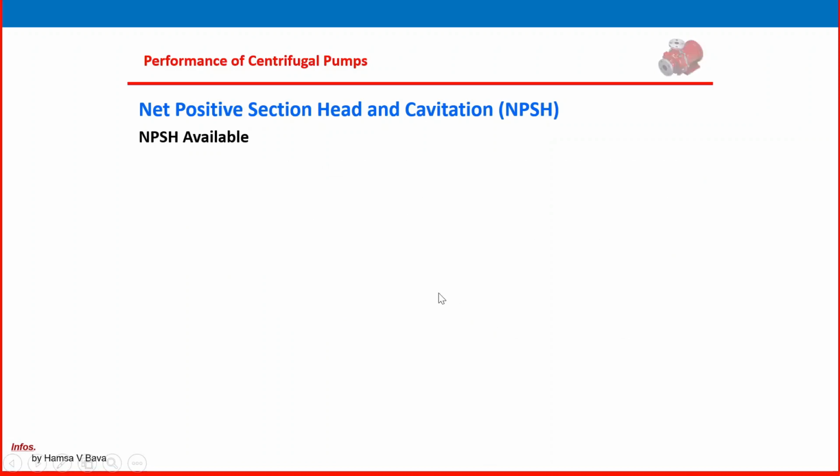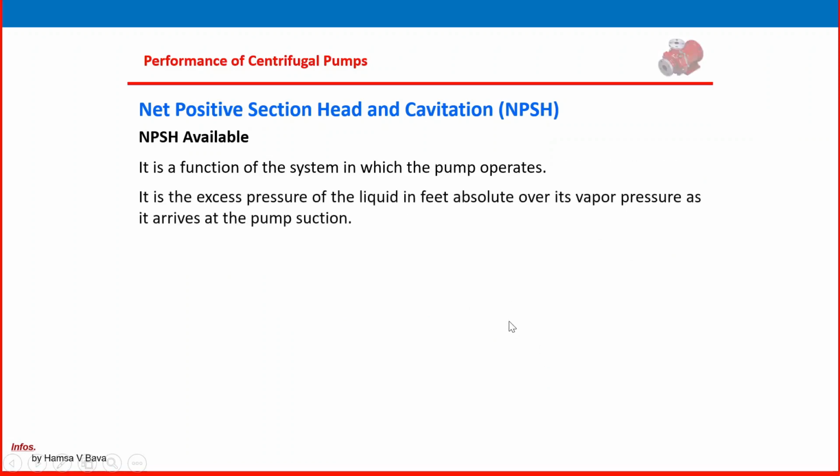One more important definition: NPSH available. It is a function of the system in which the pump operates. It is the excess pressure of the liquid, in feet absolute, over its vapor pressure as it arrives at the pump suction.